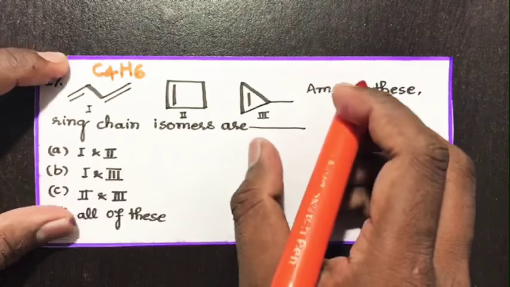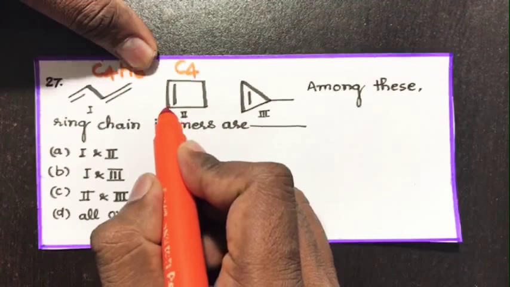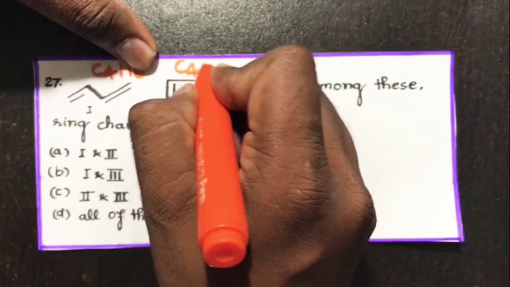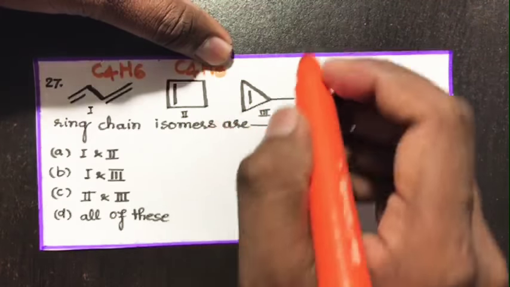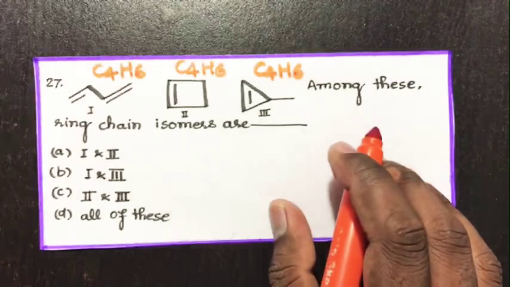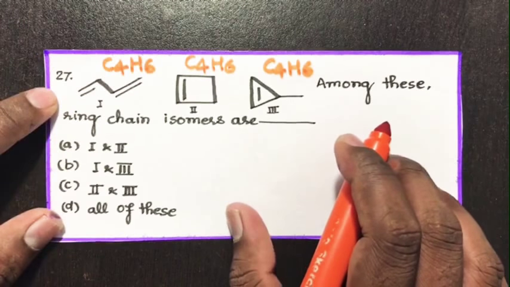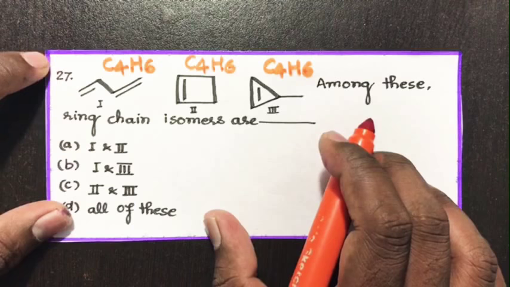H6. And again here C4, there will be 1 hydrogen on these 2 and 2 hydrogens on these 2, so C4H6. And in this case also this is C4H6. So all of them have the same molecular formula. So all are related as isomers of each other.